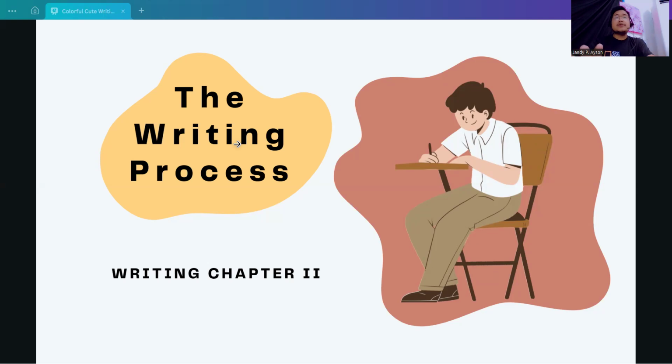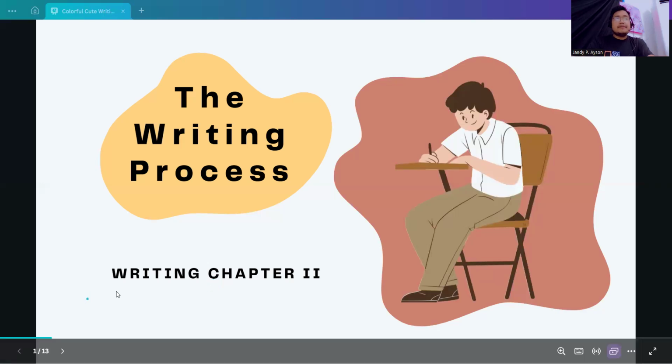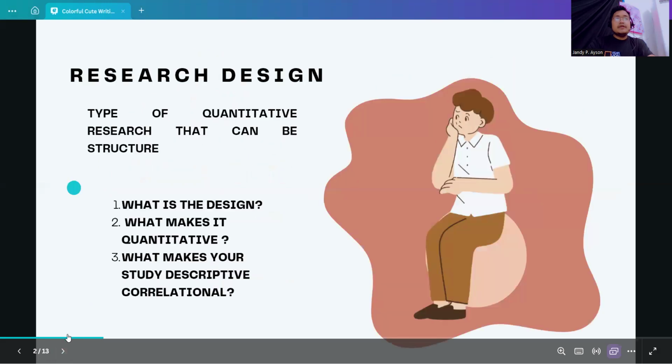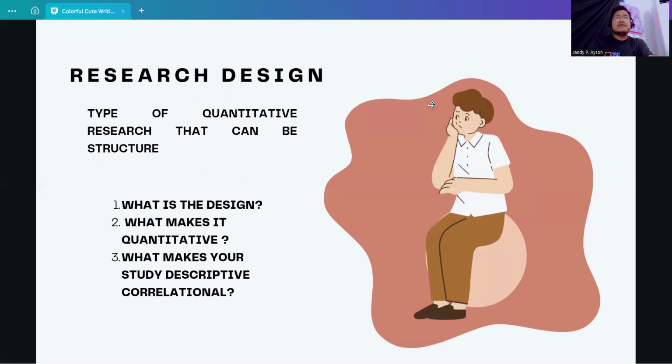Just like, for example, when we talk about research design, we will just be answering several questions para maisulat natin ng maayos yung bawat parts ng chapter 2. And meron lang naman tayong 5 parts ng chapter 2. So let us start our discussion for this topic or for this research chapter. All right. So our first part ng ating research chapter is the research design.